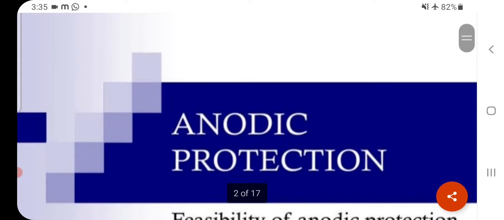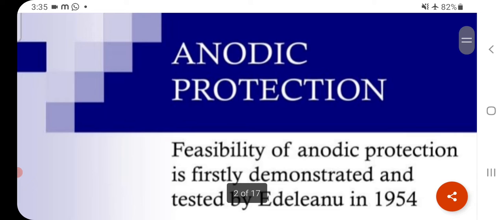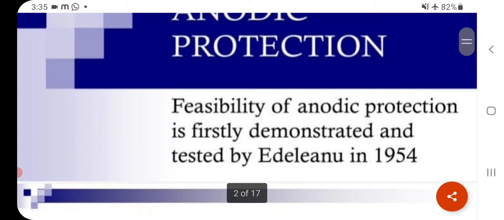Today's topic is anodic protection. In the previous lecture, we have seen the prevention methods of corrosion. Anodic protection is one of the methods of prevention. The feasibility of anodic protection was first demonstrated and tested by Edeleanu in 1954.